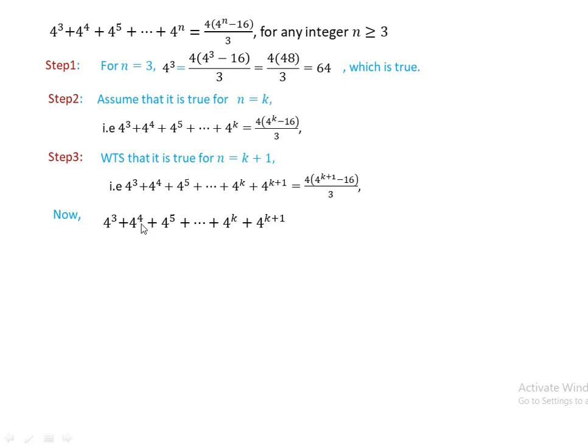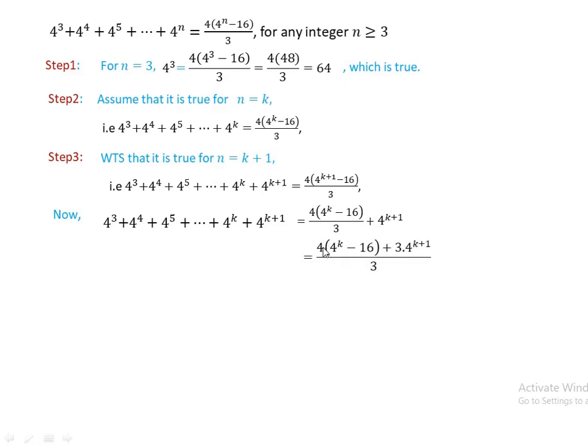That means 4 to the power of 3 plus 4 to the power of 4 plus 4 to the power of 5 plus ... plus 4 to the power of k plus 4 to the power of k plus 1. Now the statement 4 to the power of 3 plus 4 to the power of 4 plus 4 to the power of 5 plus ... plus 4 to the power of k, from our assumption, is 4 times (4 to the power of k minus 16) all over 3. Then we add 4 to the power of k plus 1. So this is equal to 4 times (4 to the power of k minus 16) the whole over 3 plus 4 to the power of k plus 1. Now let us simplify this.